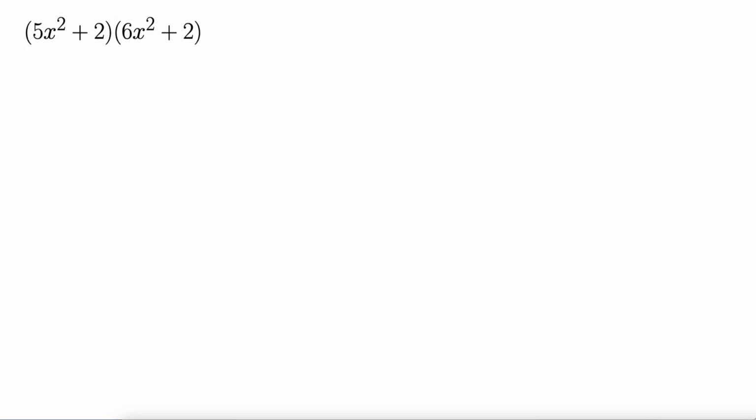Here's another one. Again, binomial times binomial, so we're thinking FOIL when we see this. We have (5x squared + 2)(6x squared + 2). All right, well, it's a FOIL, so here we go. F-O-I-L: first, outside, inside, last. Our first, there's our first: 5x squared times 6x squared.